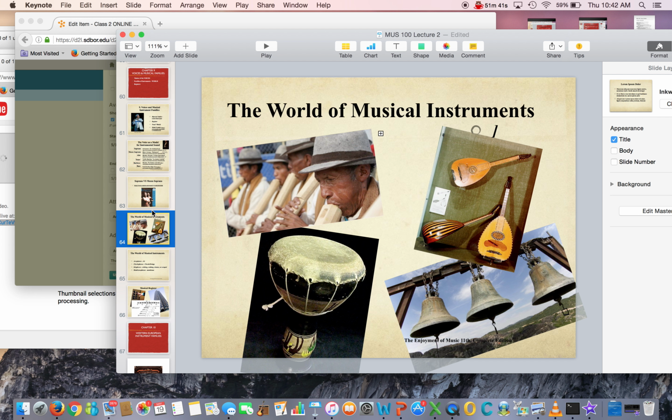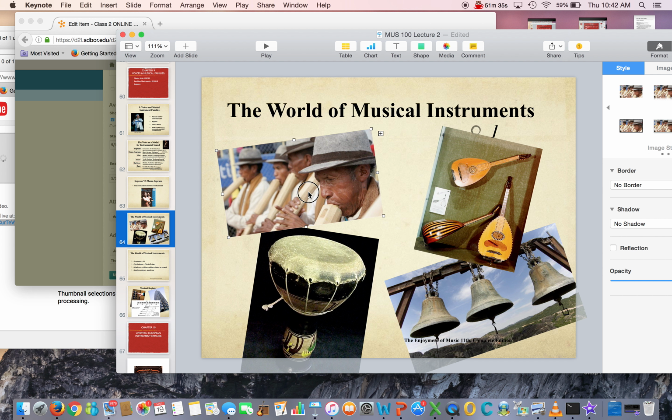Now we move to the world instruments. We have 4 categories of world instruments. They are aerophones, these guys right here. They play using air. There's chordophones. These are early guitars, lutes and mandolins, they play using strings.